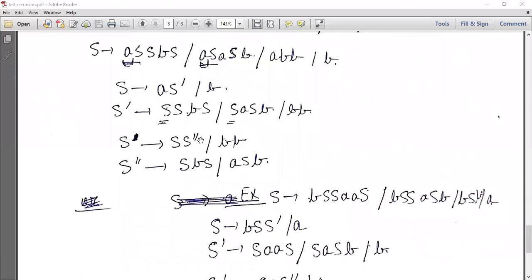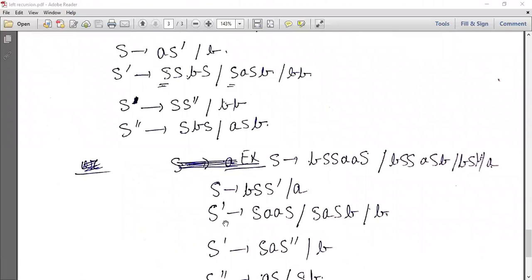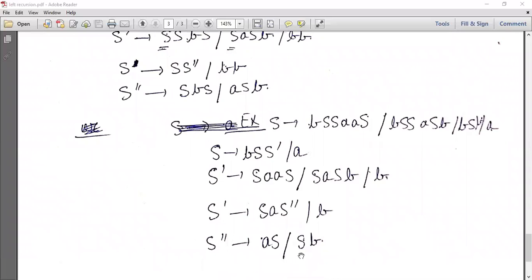Clear? Now we take care of one more example. S tends to BSSAAS or BSSASB or BSB. Now the things are clear. BS is a common part, so we take care of that: S tends to BS S dash, slash A. Now S dash tends to SAAS or SASB or B. Now again, SA is a common part, so this grammar is again non-deterministic. So we use the formula: S dash tends to SA S double dash or B, and S double dash equals AS or SB.